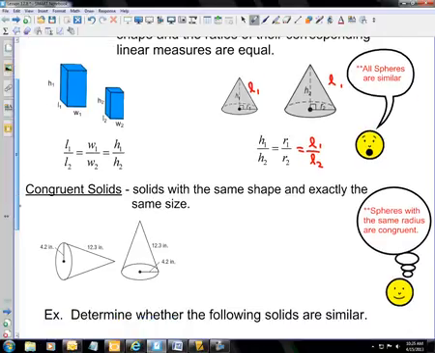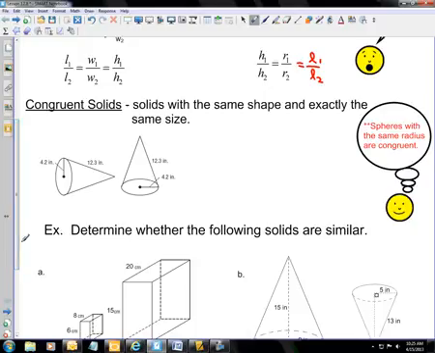All right. Congruent solids. Those are solids that have the same shape and exactly the same size. So they're going to have the same radius, the same slant height, the same height, same width, everything exactly the same. They have a scale factor of 1 to 1. Then they're considered congruent. Spheres with the same radius are congruent.